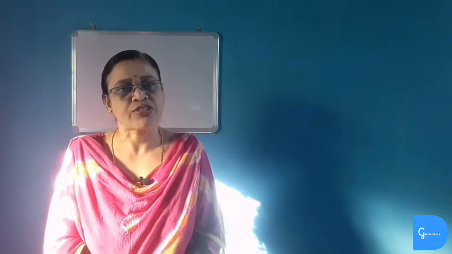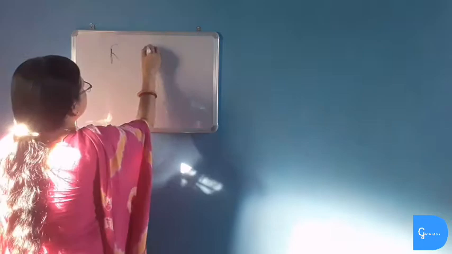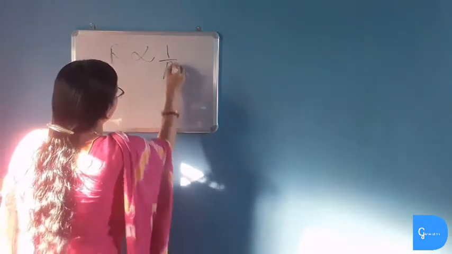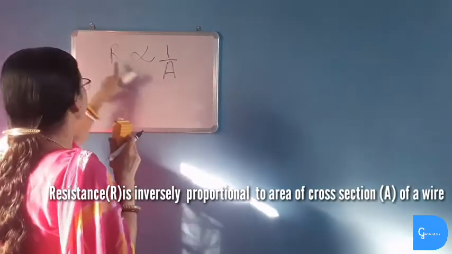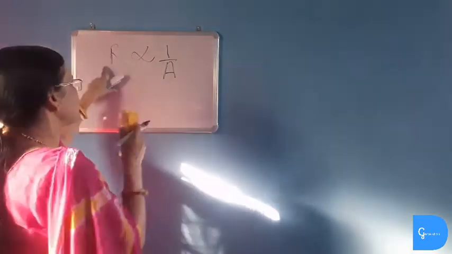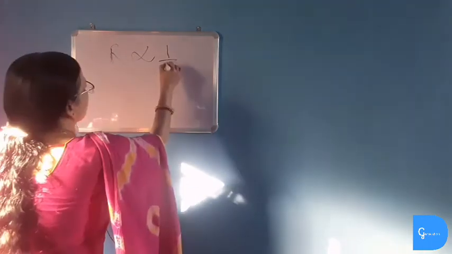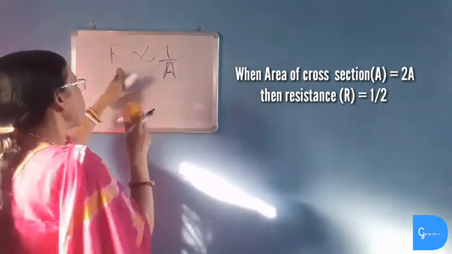Effect of area of cross section on the resistance. It has been found by experiment that resistance is inversely proportional to area of cross section. That is, when area of cross section is doubled, resistance becomes half, and when area of cross section is halved, resistance becomes double. Area of cross section depends upon the thickness of the wire. So a thick wire has less resistance and a thin wire has more resistance.